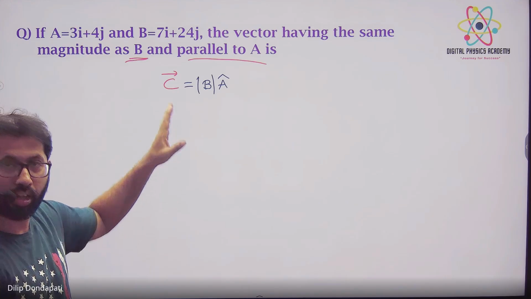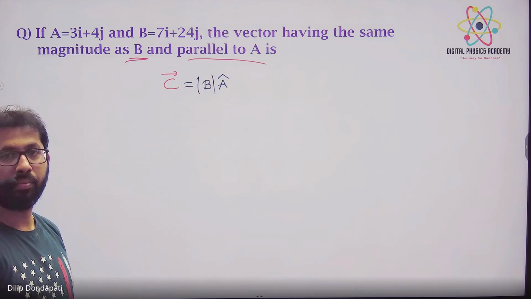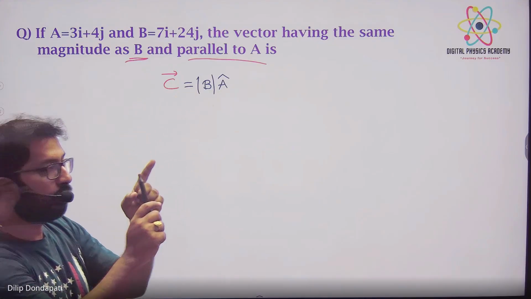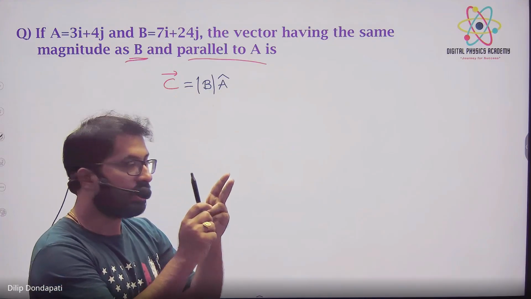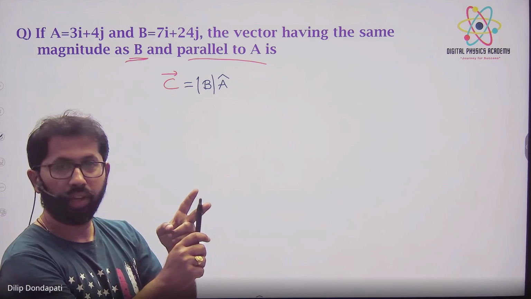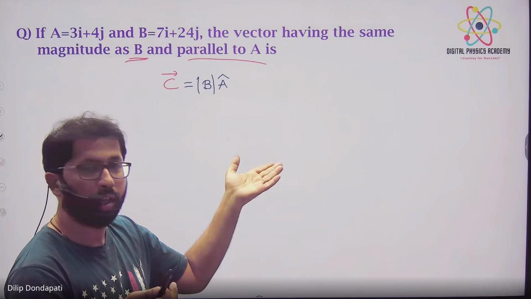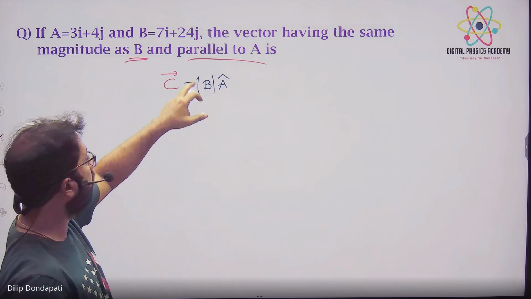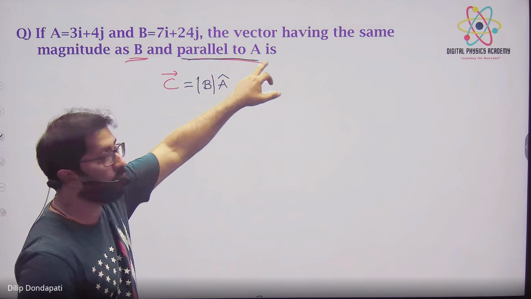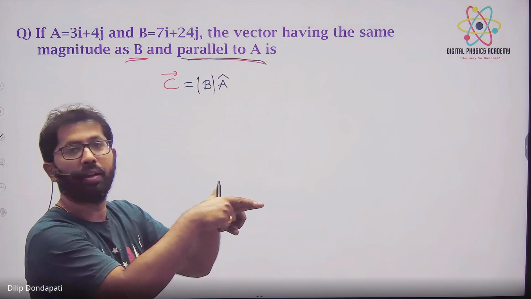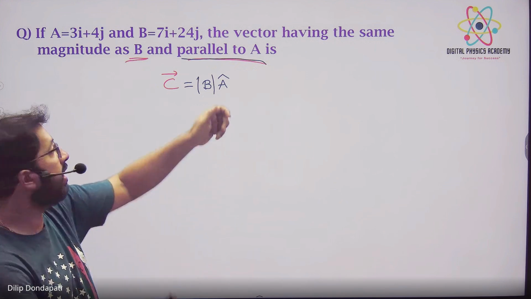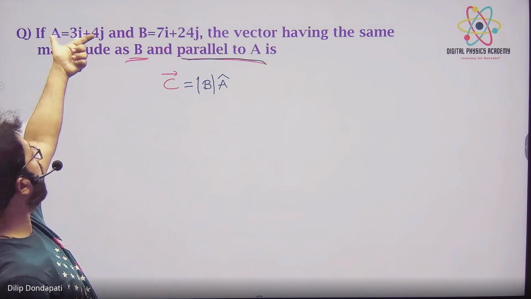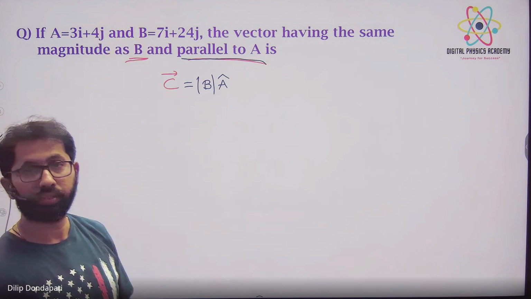समझ में आया? Sir, mod B into A cap. Sir, why A cap? See, vector has both magnitude and direction. Direction is always given by unit vector. Unit vector किसका, वो जो बोलेगा उसका unit vector डालने का. वो क्या बोला? The direction is parallel to A. Parallel to A का means A cap का direction only we should take. A vector का direction, you know how to find A का unit vector, right? उसका find करो.